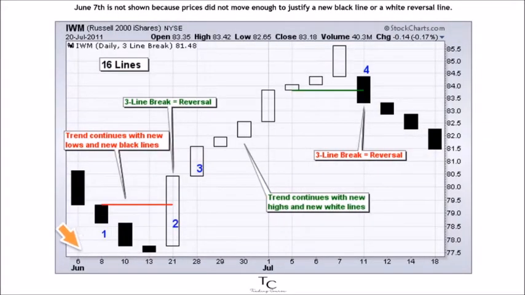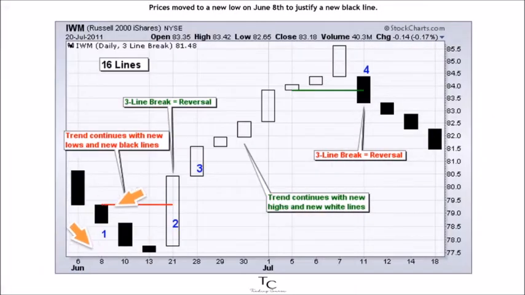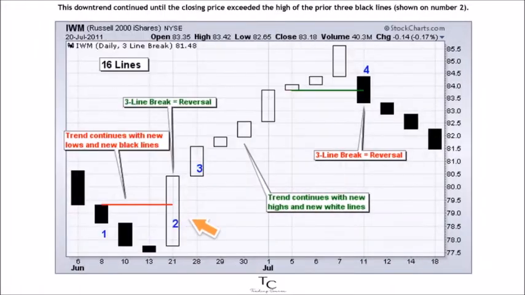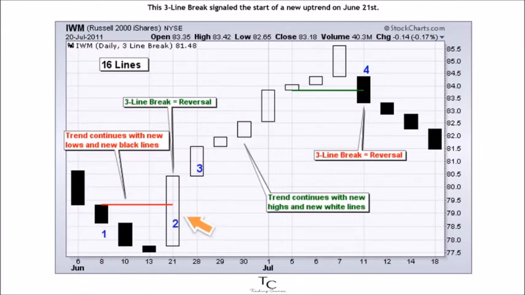June 7 is not shown because prices did not move enough to justify a new black line or a white reversal line. Prices moved to a new low on June 8 to justify a new black line. This downtrend continued until the closing price exceeded the high of the prior 3 black lines, shown on number 2. This 3-line break signaled the start of a new uptrend on June 21.